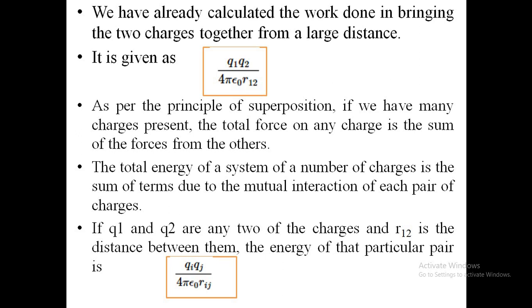As per the principle of superposition, if we have many charges present, the total force on any charge is the sum of the forces of each of the others. The total energy of a system of a number of charges is the sum of terms due to the mutual interaction of each pair of charges. If Qi and Qj are any two charges and Rij is the distance between them, in general we can consider the energy of such a pair of charges as Qi Qj divided by 4 pi epsilon naught Rij.